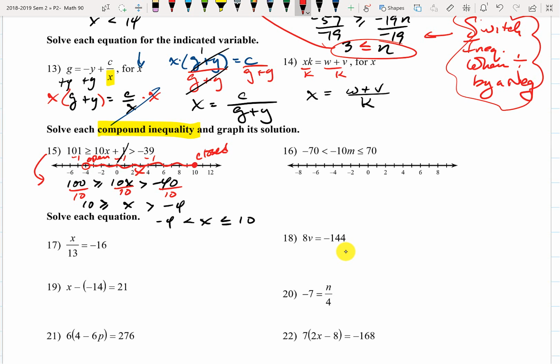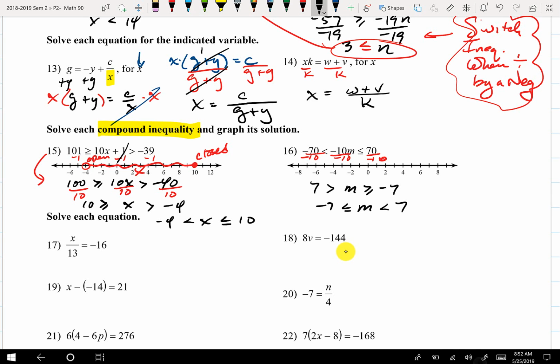Now this one here is a little bit more simple, but you just have to be careful here because of the negative number. We have to divide everything by a negative 10 and switch the signs of the inequalities. So we get 7 greater than m, which is greater than or equal to -7. And once again, switch the inequality: -7 less than or equal to m, which is less than 7. In this case, this is going to be all numbers between -7 and 7.